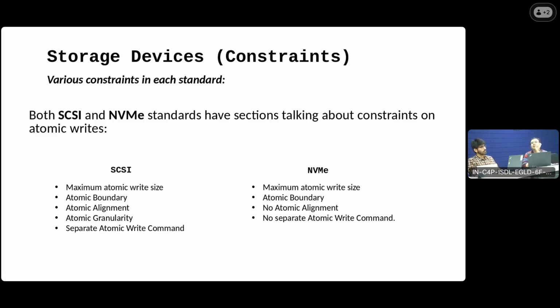But otherwise, there are other constraints. For example, you have a maximum atomic write size. There is a concept of alignment, like the physical offset at which the write is going should be aligned, and then you have a concept of boundary, so that your atomic write should not cross a specific boundary specified by the device, and things like that. So these are some of the common things between SCSI and NVMe, and there are some other constraints as well which NVMe does not restrict us on, but SCSI has special commands like the special atomic write command.